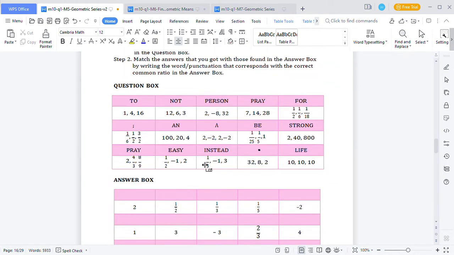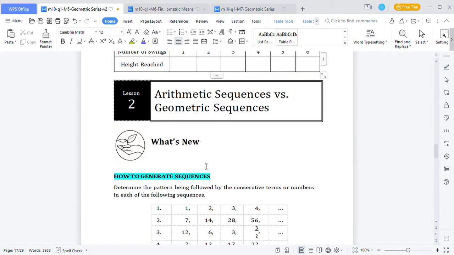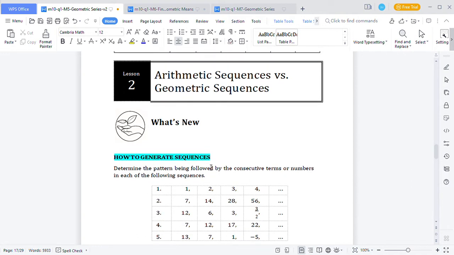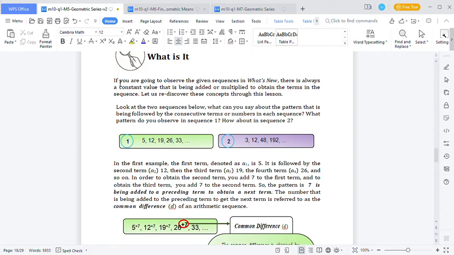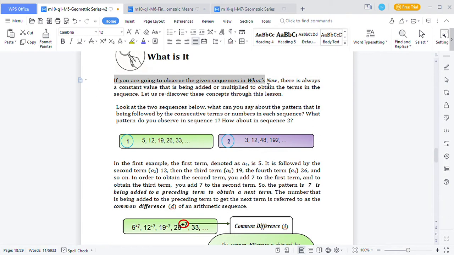Okay, so let's go on to our next. So we will have to compare the arithmetic sequences versus the geometric sequences. So if you're going to observe the given sequences, there is always a constant value that is being added or multiplied to obtain the terms in the sequence. So let us rediscover these concepts through this lesson.